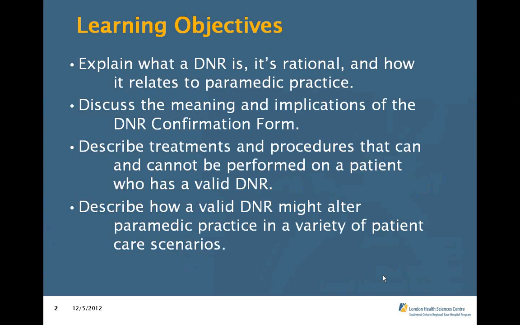And voila! Okay, so some of the learning objectives. Today what we're going to do is explain what a DNR is, its rationale, and how it relates to our practice. We're going to discuss the meaning and implications of the confirmation form, and treatments and procedures that can and cannot be performed on a patient who has a valid DNR. And we're going to describe how a valid DNR might alter our practice in a variety of patient care scenarios.